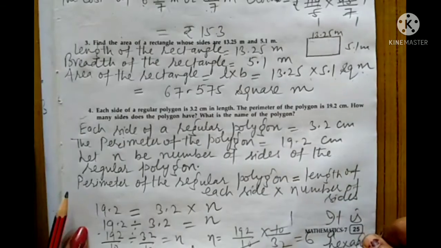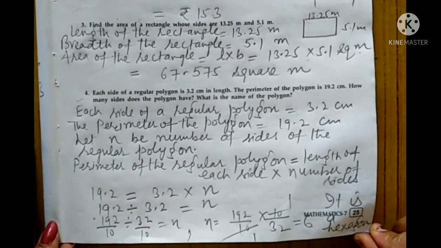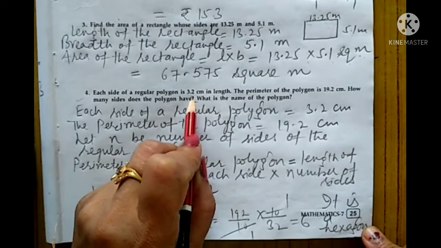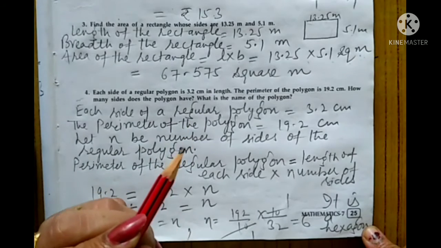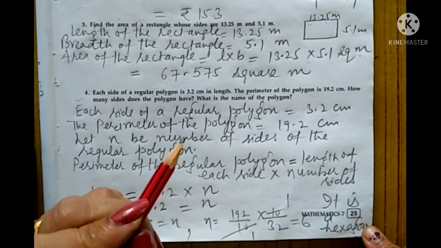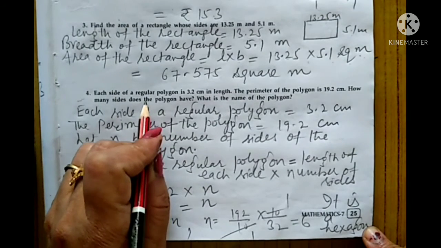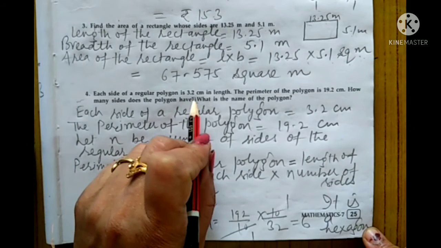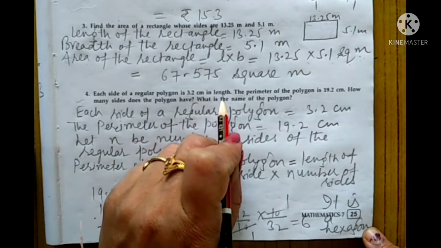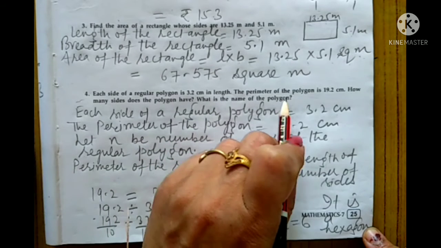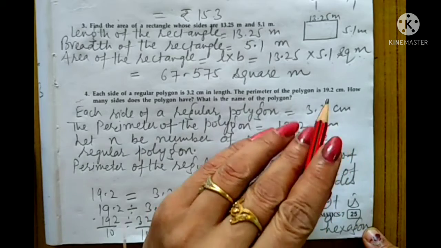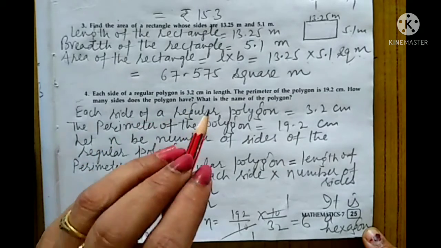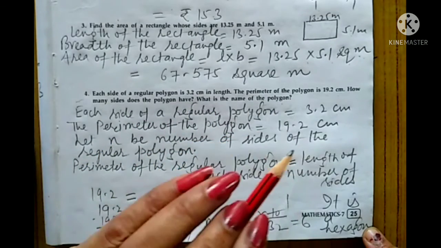Now question number 4: each side of a regular polygon. A regular polygon is a polygon made up of line segments with equal sides. It is called a regular polygon. Each side of the regular polygon is 2 centimeter in length. The perimeter of the polygon is given to you. How many sides does the polygon have? What is the name of the polygon?